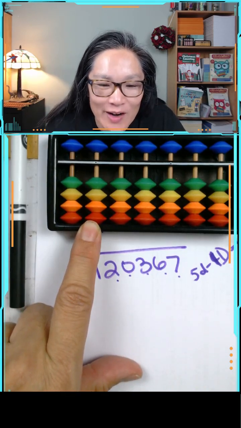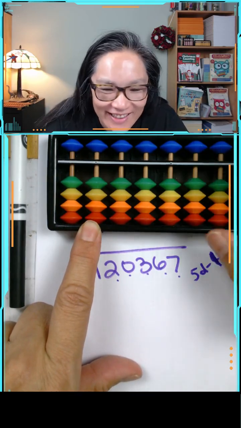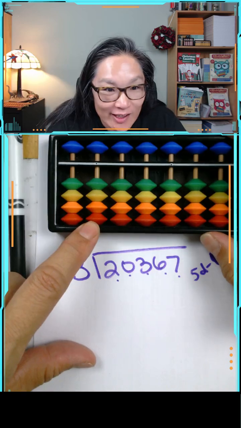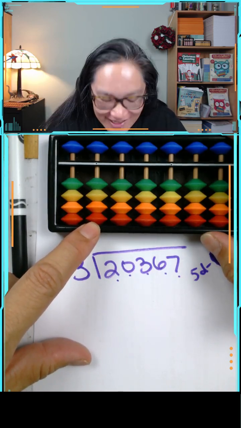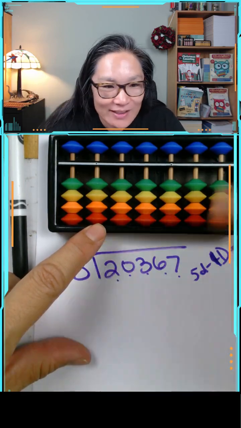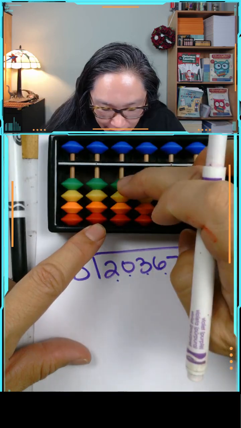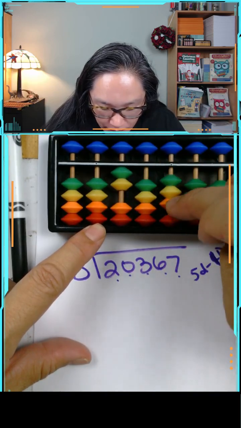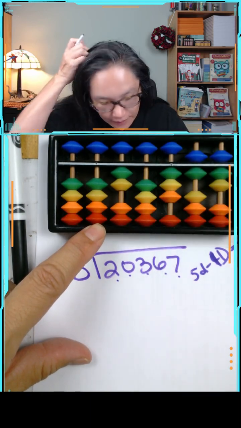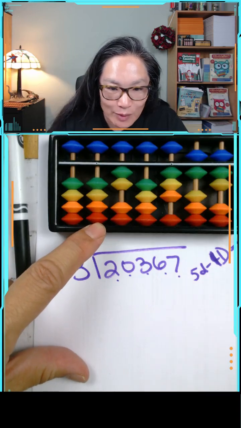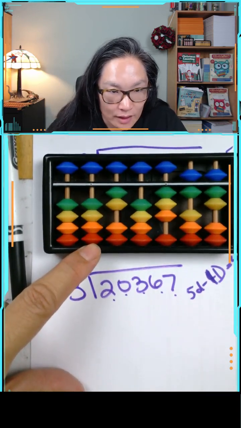Hello, Robert. I'm still here. We're doing some division. Sorry. Yeah, see? I make mistakes. Don't worry about mistakes. Okay, so we have 2, 0, 3, 6, 7. There we go. We're starting over again. I need more practice.